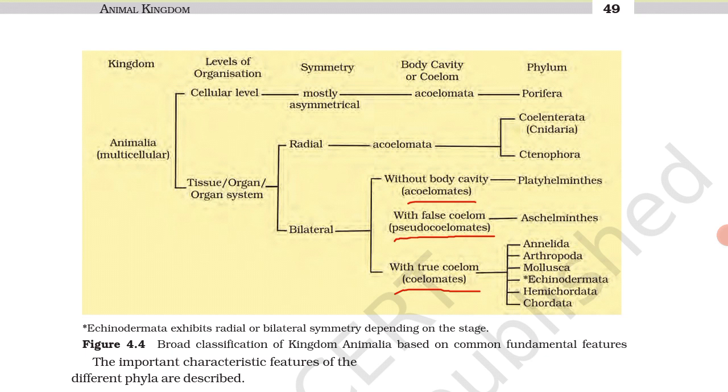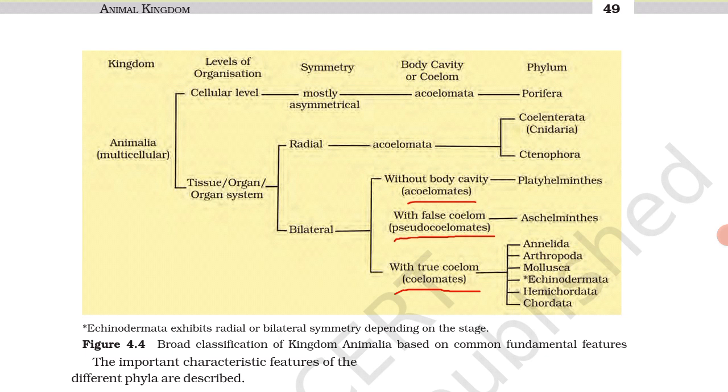Next is bilateral symmetry. In bilateral symmetry, they have given three types: acoelomates, pseudocoelomates and coelomates. Acoelomate means they do not possess a body cavity. The example of acoelomate is platyhelminthes. With bilateral symmetry, the example of pseudocoelomate is Aschelminthes. Pseudocoelomate means with false coelom.